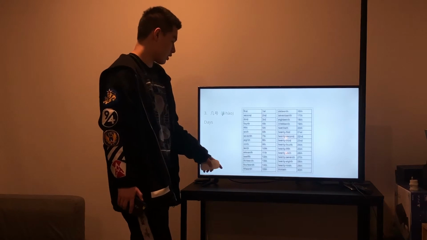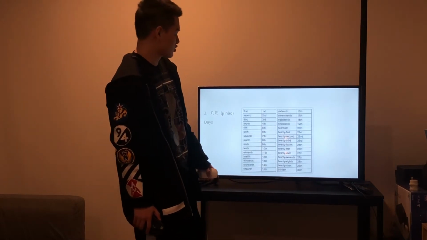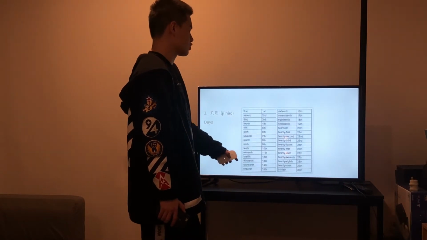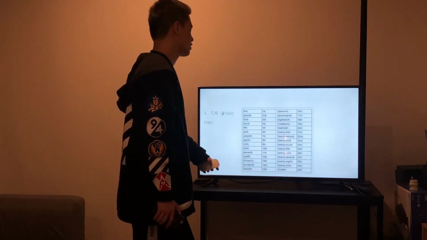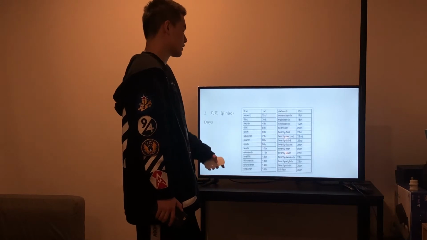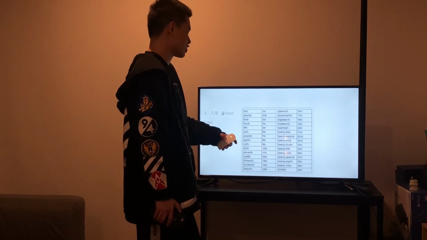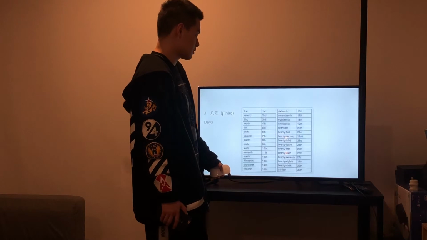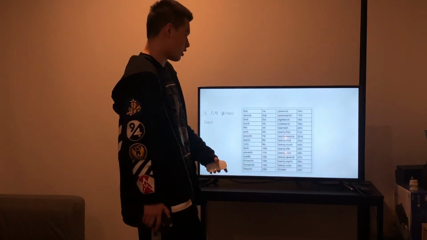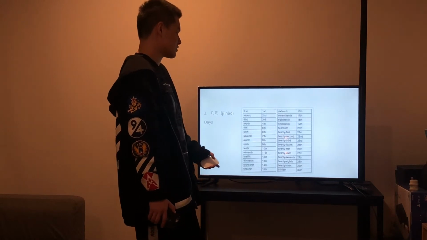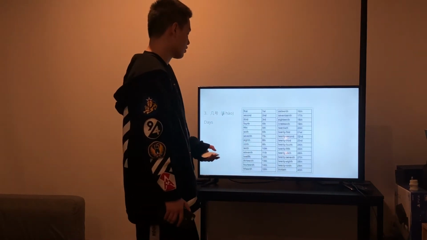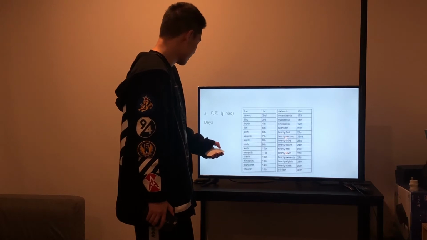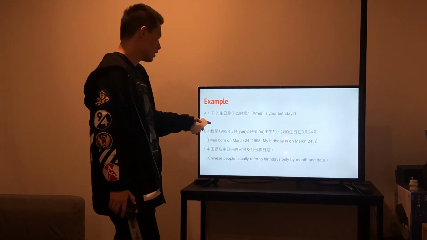the 14th is 14号, the 15th is 15号, the 16th is 16号, the 17th is 17号, the 18th is 18号, the 19th is 19号, the 20th is 20号, the 21st is 21号, the 22nd is 22号, the 23rd is 23号, the 24th is 24号, the 25th is 25号, the 26th is 26号, the 27th is 27号, the 28th is 28号, the 29th is 29号, the 30th is 30号, and also the 31st, that is 31号, and this is also in the month.